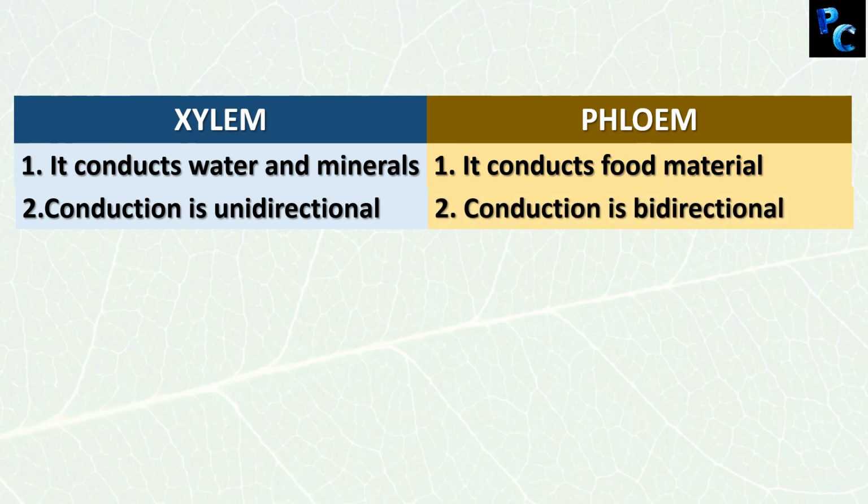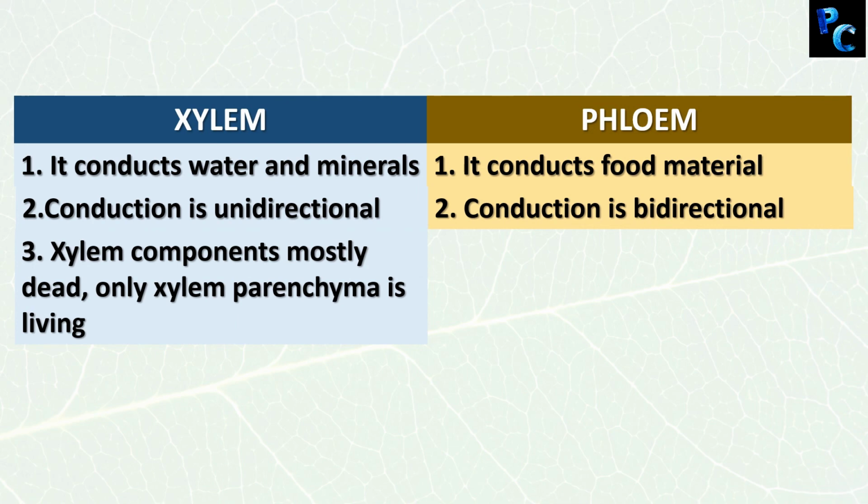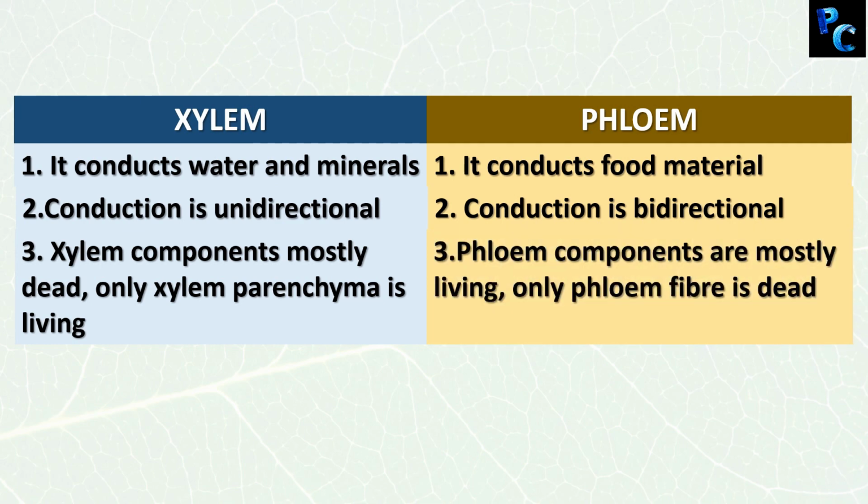But phloem is bidirectional because food is produced in all the leaves. Now from these leaves, the food has to go down till the root and up till the topmost part of the plant. So it is bidirectional. Xylem components are mostly dead. Only xylem parenchyma is living. Phloem components are mostly alive. Only phloem fibre is dead.